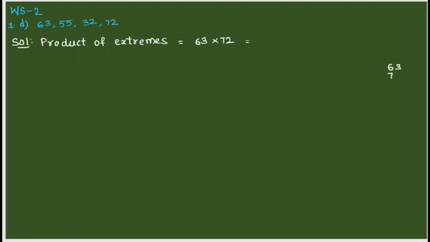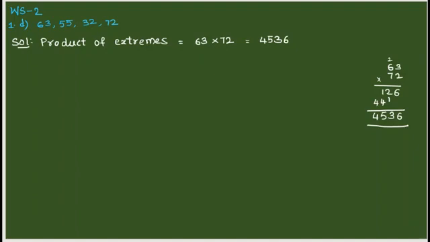When 63 is multiplied by 72, what we get? 2 3s are 6, 2 6s are 12. And by 7 if you multiply, 7 3s are 21. And 7 6s are 42 plus 2, 44. So here we get the ultimate result is 4536. What is this? This is the product of extremes 63 and 72.